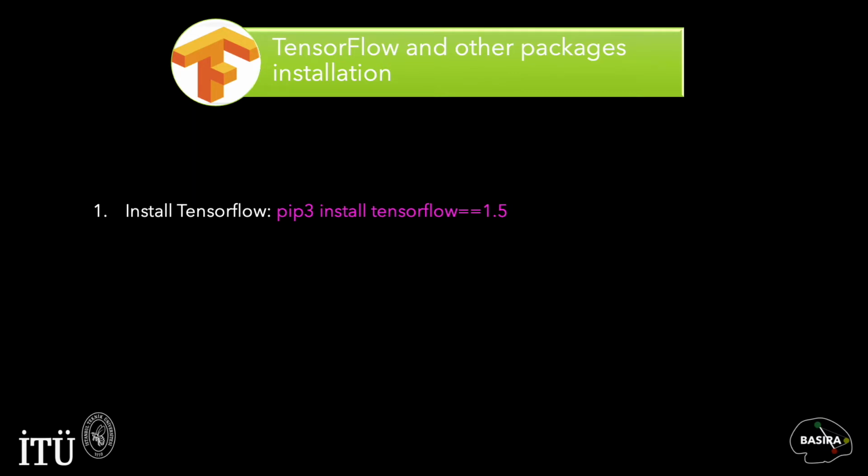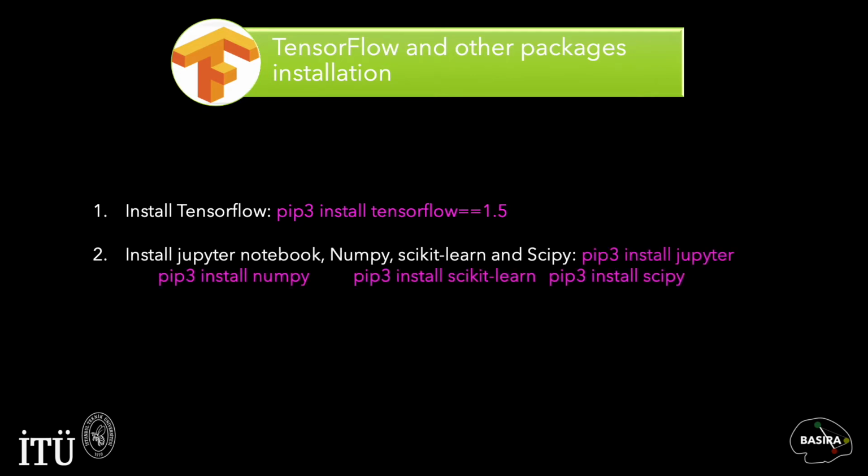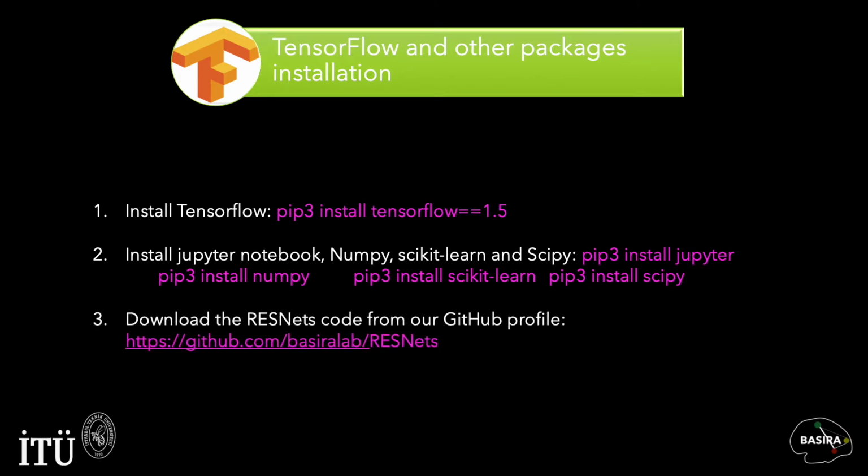First, you need to install TensorFlow using this command. I installed TensorFlow version 1.5 for Python 3. You also need to install Jupyter Notebook, NumPy, scikit-learn, and SciPy packages. To do so, you can use the given commands. Next, we install our RESNets code from our GitHub profile.